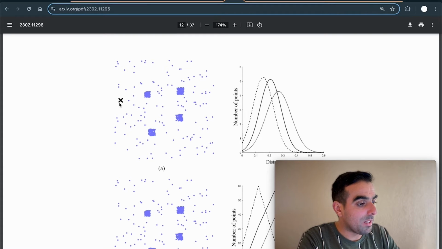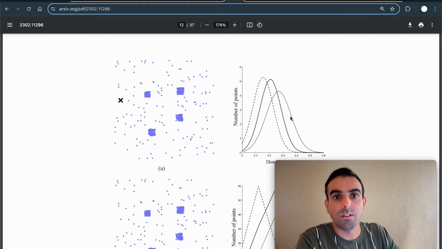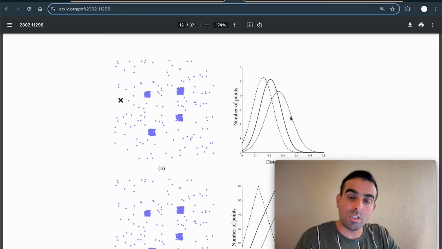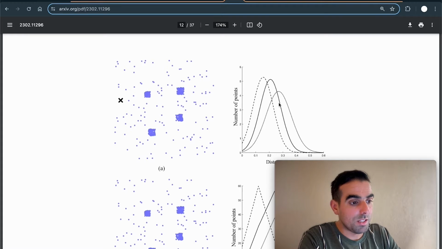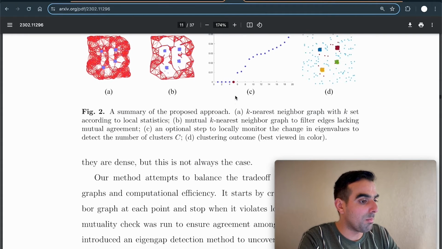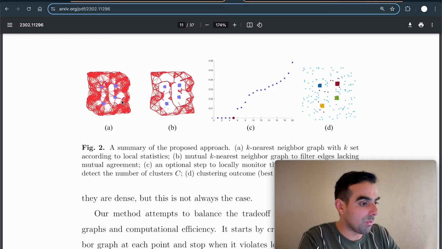So we keep adding points, but once it touches this cluster, this distribution becomes flatter, and the mean just exceeds the standard deviation of the baseline distribution. Then we cut. Then we stop adding more neighbors. So by following these local statistics, we were able to produce this graph. We start with a k nearest neighbor graph. Then we start removing edges just to get this clean graph.